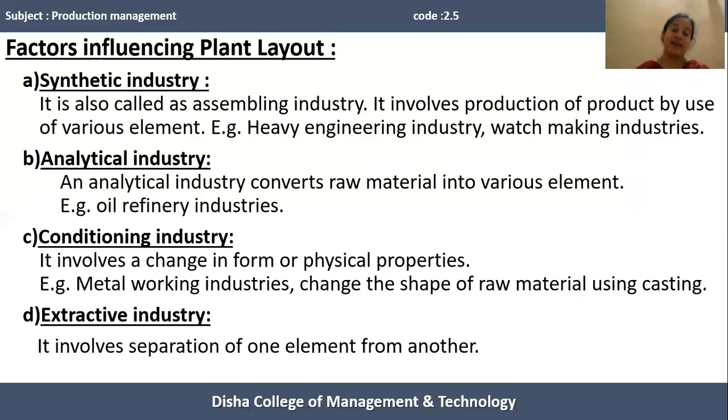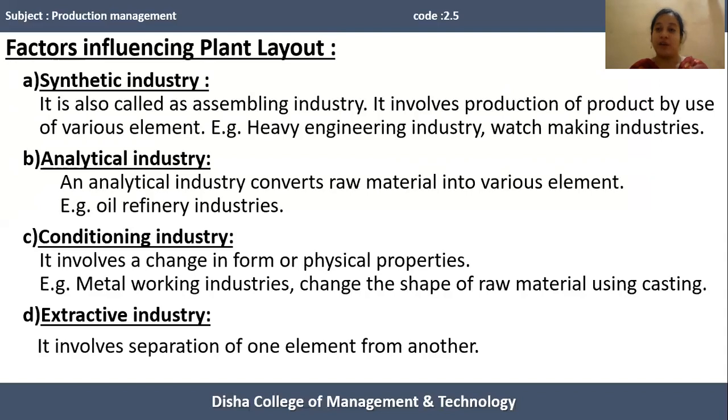So generally, the analytical industry converts one raw material into various elements. Next comes the conditioning industry. The conditioning industry involves a change in form or physical properties. This industry involves changing the shape and size of a particular property or element.